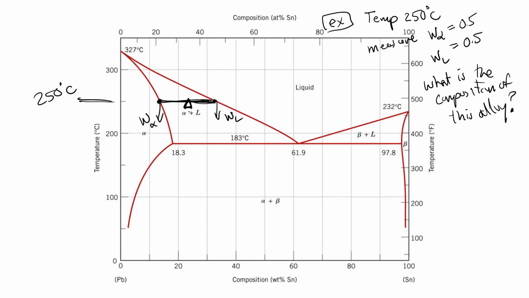So what's the composition of this alloy approximately? Well, let's extend this down here. And we say, oh, it's about 23%. So C0 of the alloy would be 23 weight percent. Now, the reason I worked that problem is because you have a homework problem much like it. All right? Again, that's sort of working the problem backwards.